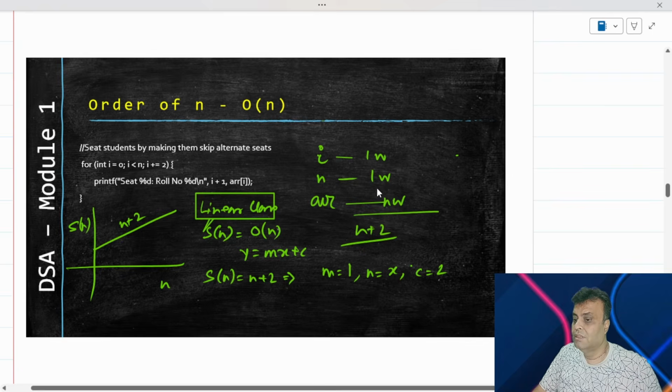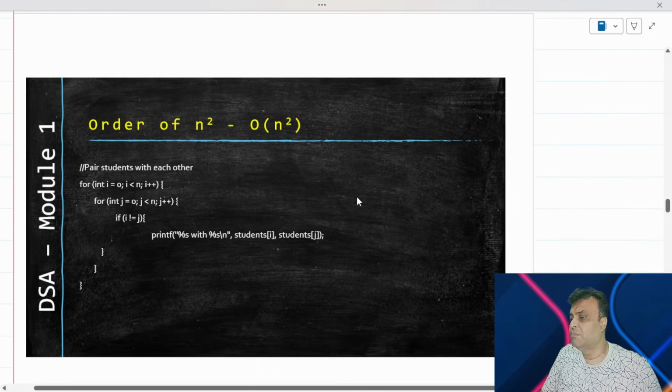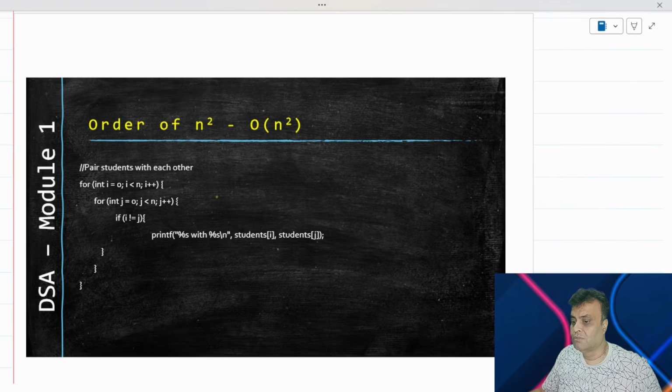So that's on the order of n for the seating arrangements. Now let's make it a bit more advanced now by bringing in two loops. Suppose we want to pair each student with each other, right? So each student is supposed to be paired with each other, and we will say how many pairs are we going to generate then. So this is the code for that. If you see here, I moves from 0 to n, and here also I moves from 0 to n.